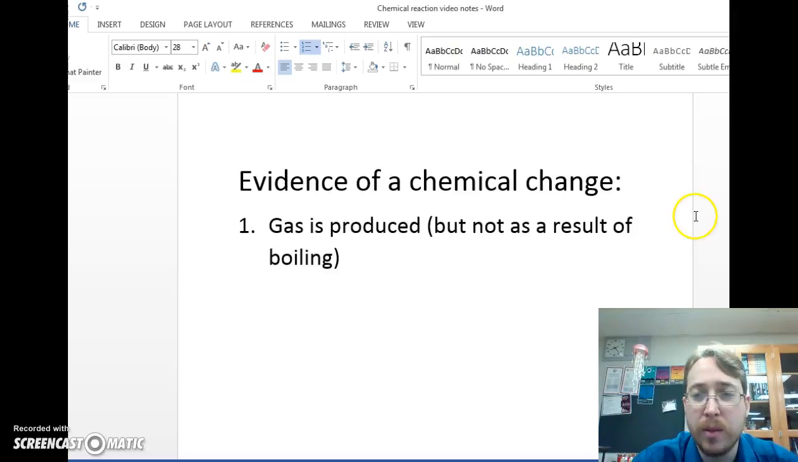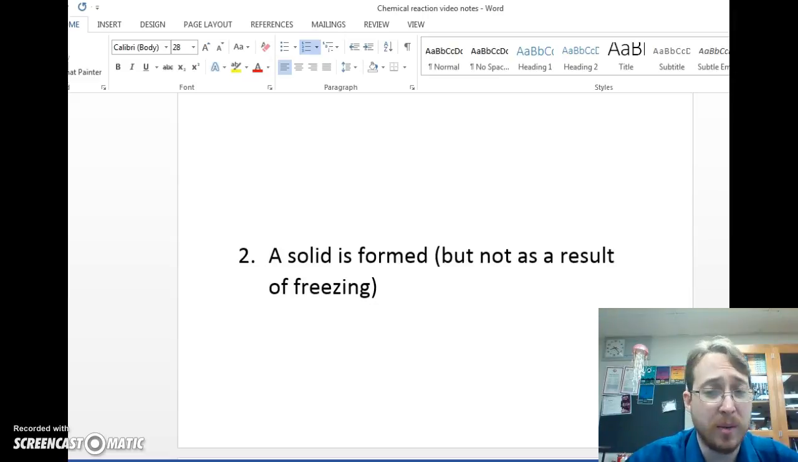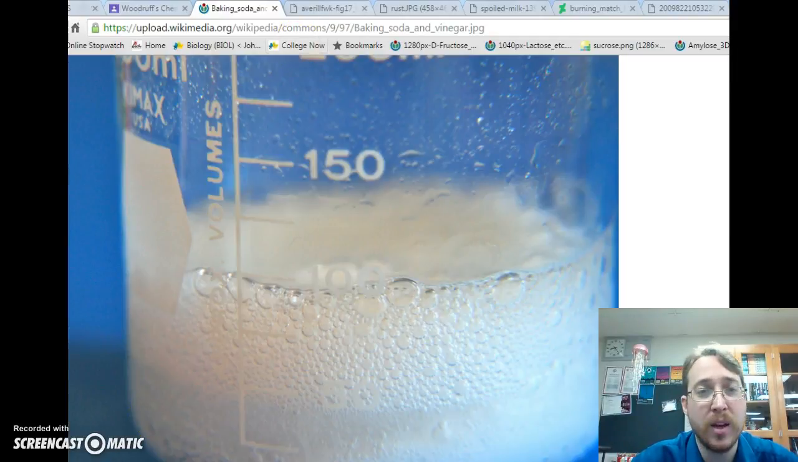Let's go to number 2. The second piece of evidence that a chemical change has occurred is that a solid is formed, but just like gas, we can form a solid by freezing something. If you take water and put it in the freezer and it comes out as ice, that's still H2O. You have not changed the molecular formula of that substance. But if you take a substance, rearrange its atoms and molecules, and make a new substance that is a solid, then you do have a chemical change. So what does that look like? That we've actually done in our class.